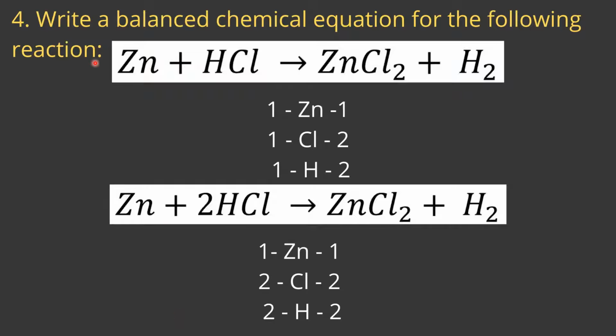So we have to write a balanced chemical equation for the following reaction. You're given zinc reacts with HCl, hydrochloric acid, to form zinc chloride plus hydrogen. You must recognize that this is almost the same as when magnesium reacted with HCl, and it formed magnesium chloride. But the important thing is the release of that hydrogen gas.